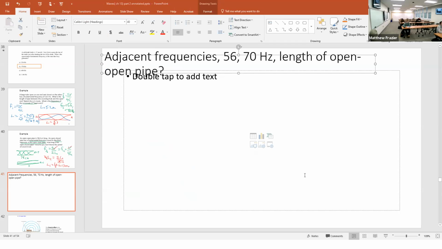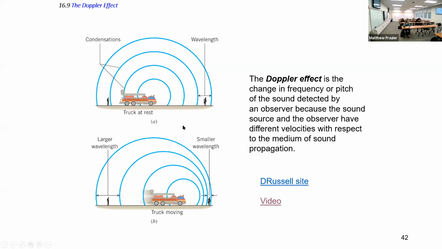this is a fire truck going by. And you can hear as it approached, it was a higher pitch, and as it left, it was a lower pitch. So what's happening is you have a source, and it's emitting sound. In this case, this fire truck siren.